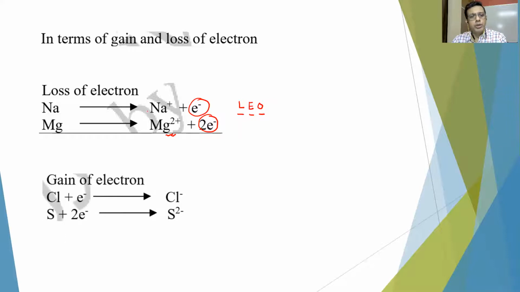Reduction will be the opposite. So gain of electron by a species, by an atom, is called reduction.